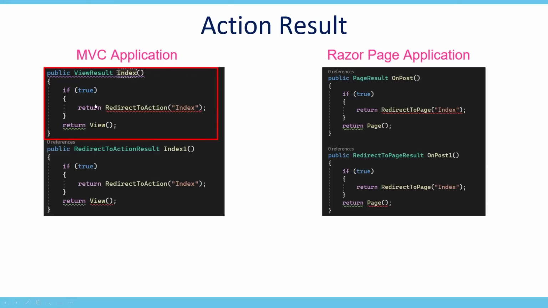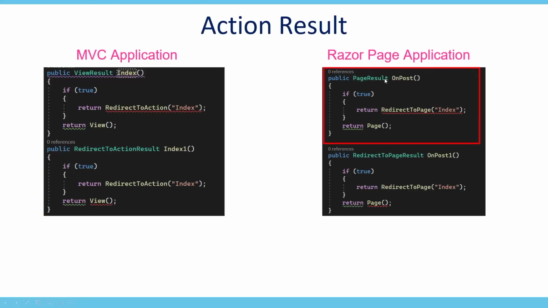Right here in MVC, you can see we are returning if true. Let's imagine there was some condition here. Based on that, if that condition is true, you want to redirect to action, else you want to return a view. This time you cannot have two different return types. If you use ViewResult here, return view is working, but redirect to action will throw an error. Similarly, if you use RedirectToActionResult, then redirect to action works, but return view will give you an error.